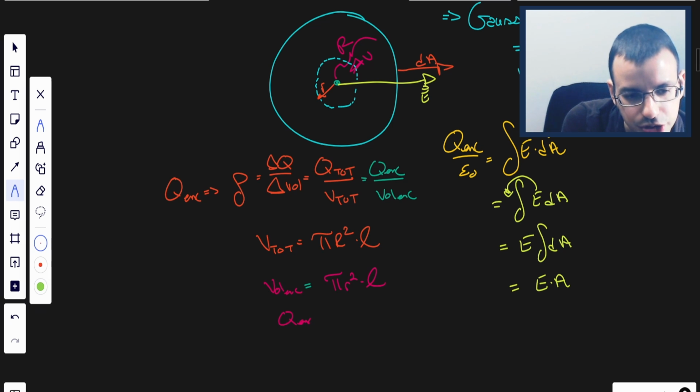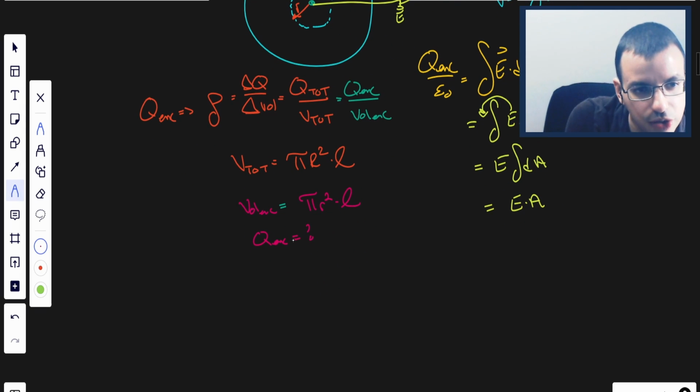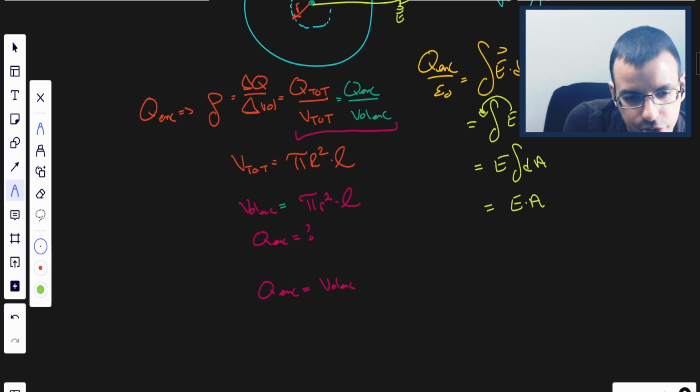And then Q enclosed is what we're looking for, so we're going to solve for that. Rearranging this portion, Q enclosed equals volume enclosed over volume total times Q total, which is pi small r squared times L over pi big R squared times L, times Q total, which is just a given.